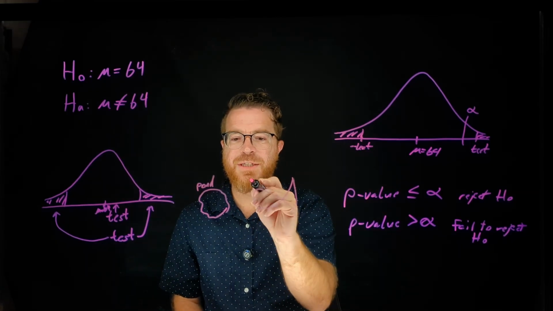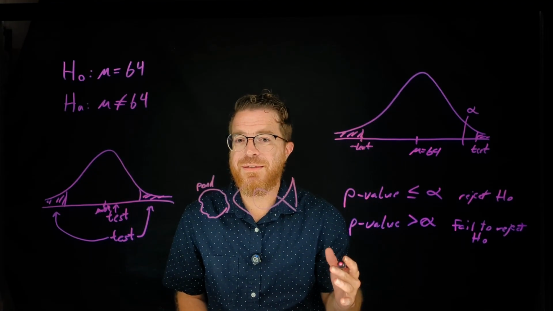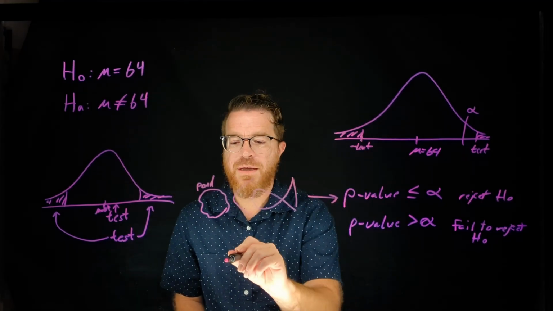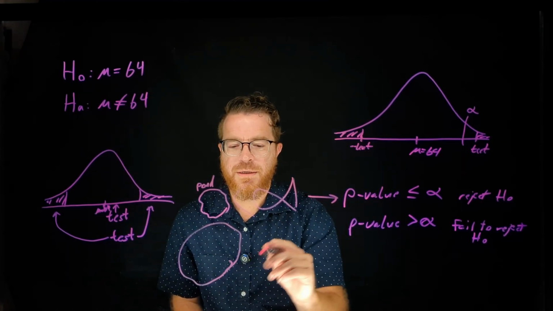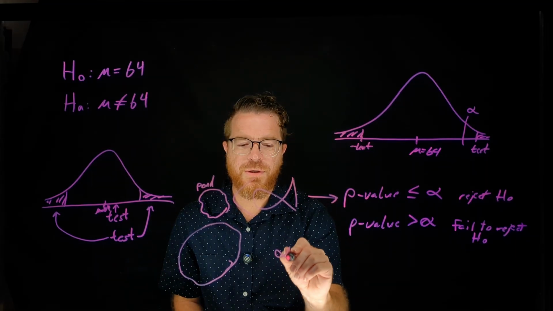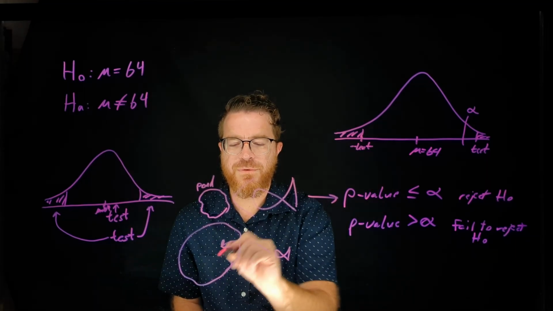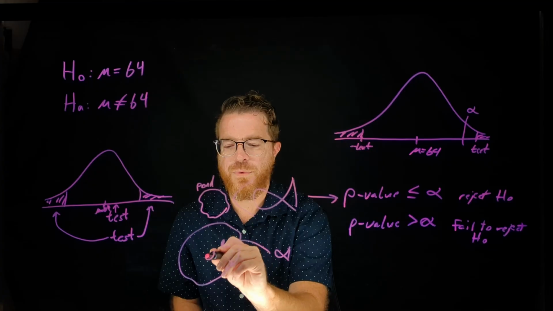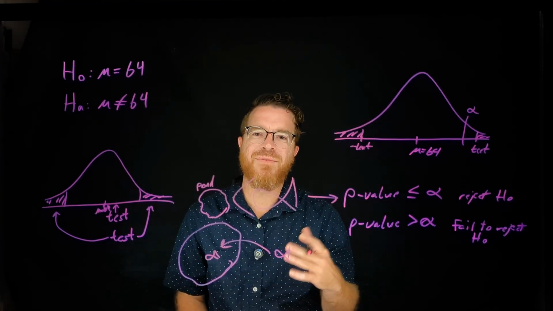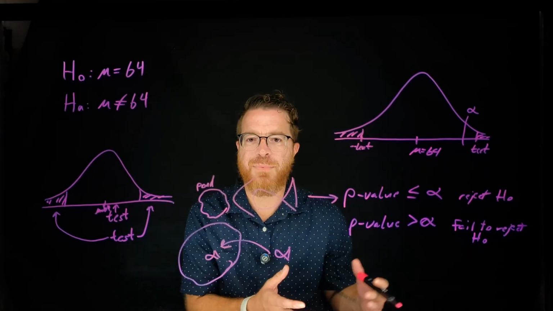If my fish is bigger than the pond, it doesn't make sense. Therefore, we need to reject it. If my pond is bigger than the fish, it makes perfect sense for the fish to live in the pond. Therefore, we fail to reject it, right? We don't have enough evidence to reject our null hypothesis.